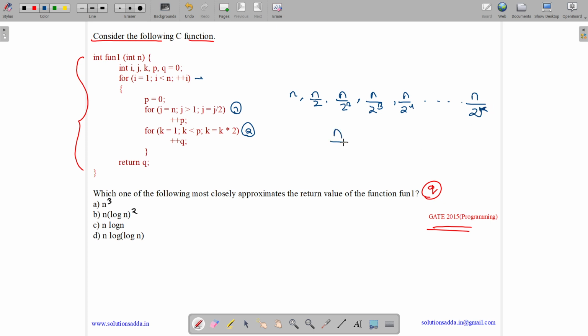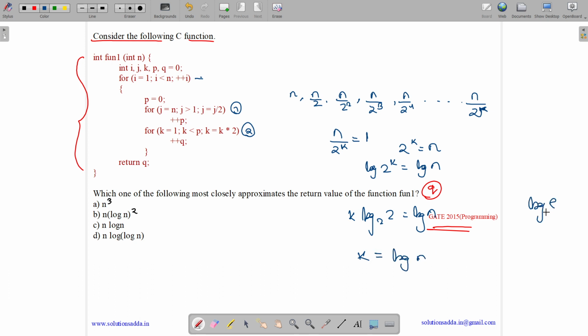It will stop when n by 2 to the power k becomes approximately 1, or 2 to the power k equals n. Applying log on both sides, we get log 2 to the power k equals log n, or k log base 2 of 2 equals log n. As log base 2 of 2 is 1, k equals log n, which means this loop will run log n times. Let me write over here, this loop will run log n times.